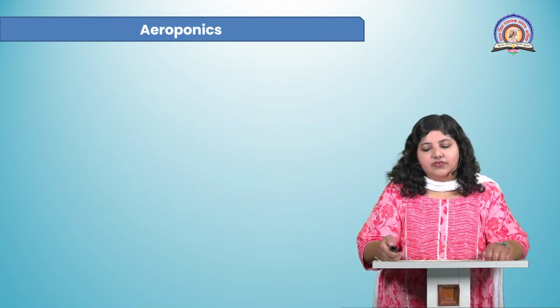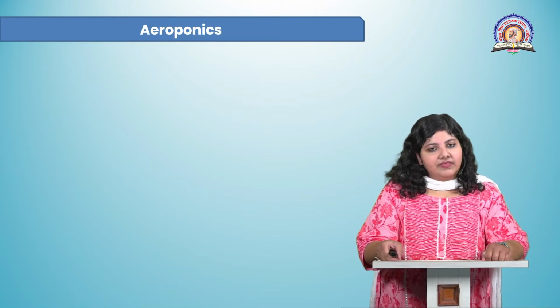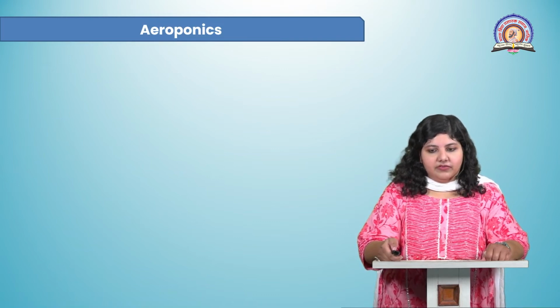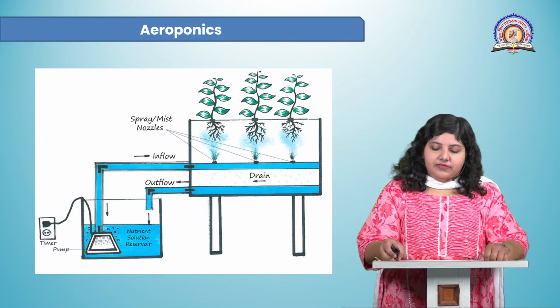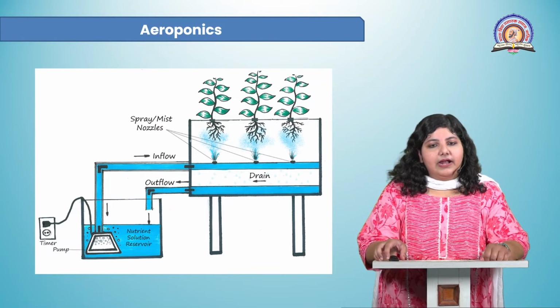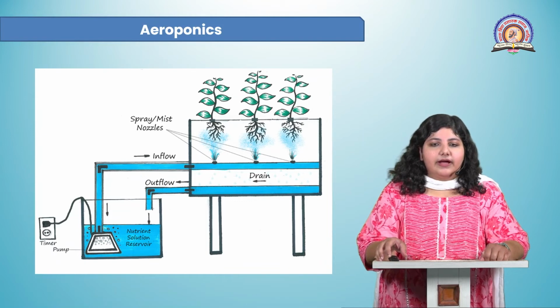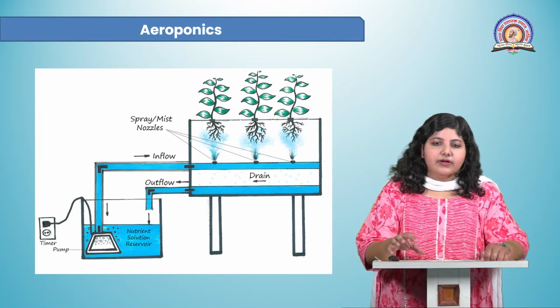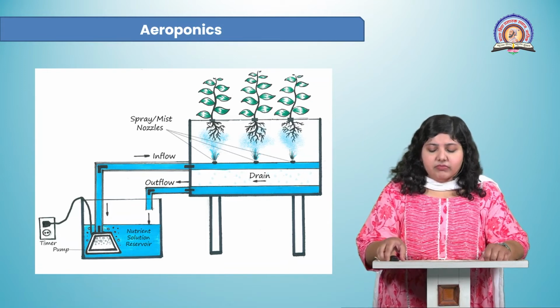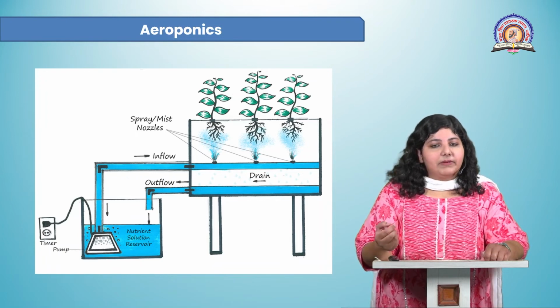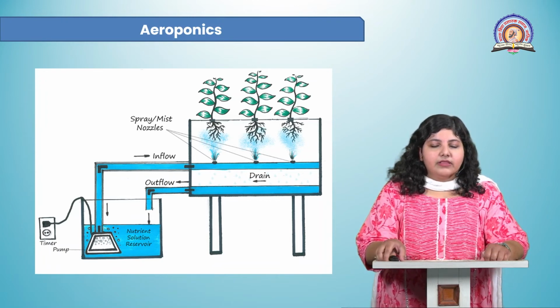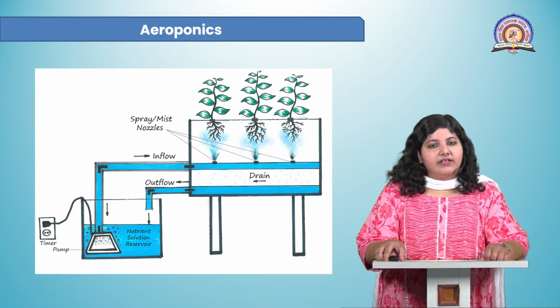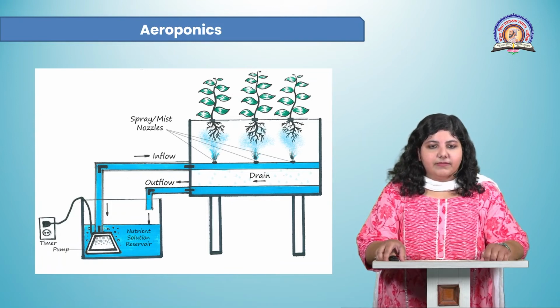The third method, which is useful to assess the essentiality of an element, is aeroponics. In aeroponics, the plant material, that is the roots, are kept in a chamber, and the nutrient containing solution is flown through the drainage pipes, and it is sprayed in the form of mist. In the chamber, the roots are in contact with mist or the droplets of the nutrient rich material. In this method also, you can determine the essentiality of an element using the same principle.